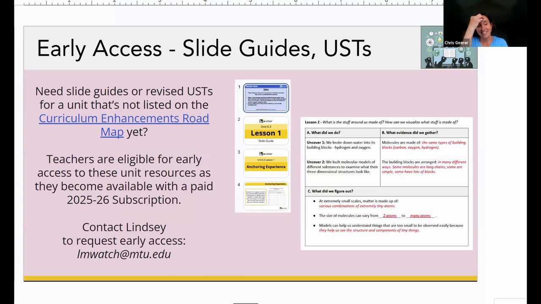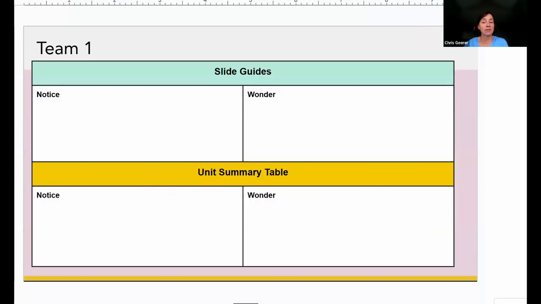And Lindsay is offering early access. If you want to see if there's a unit that doesn't have the slide guides or the unit summary tables published yet, but you would like to see them, if you send her an email, she will get you the link. Anything else you need to talk about for that, Lindsay? And if they're not quite ready yet, I can give you a timeline of, are they still under development, or am I almost done with the proofread and almost ready to publish and share? Yeah. Okay.